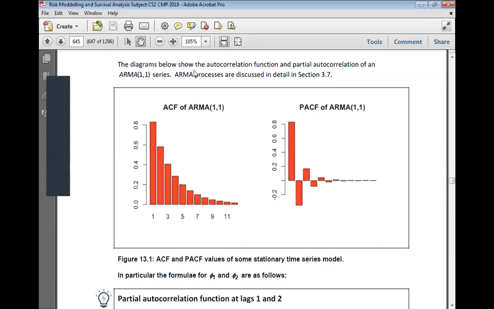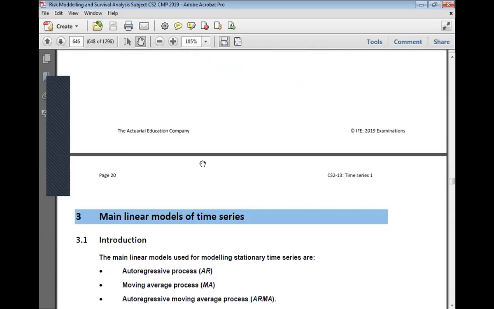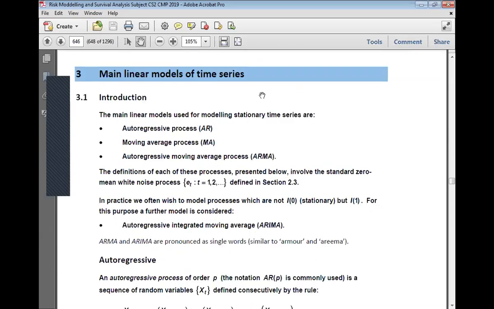Okay, maybe we should try to look at the main models. So there are some general models that we have in time series, and they are of 3 kinds. One is autoregressive, the other one is moving average process, and the third one is autoregressive moving average process, which is ARMA. So AR, MA, and ARMA.